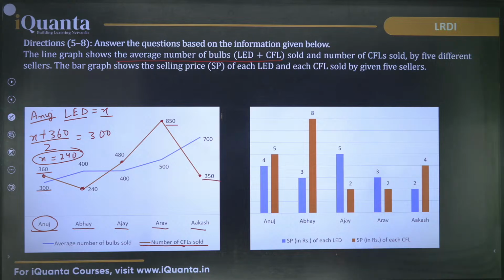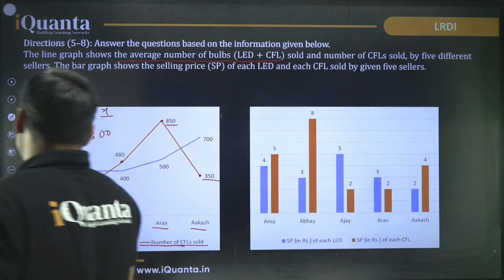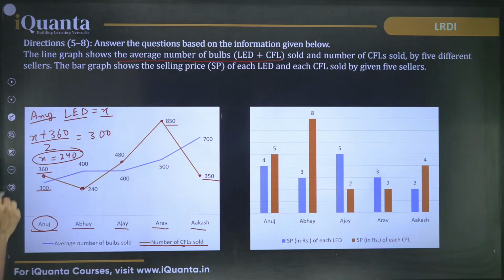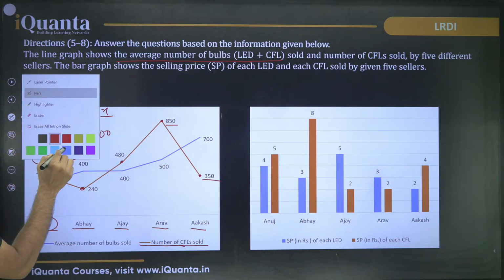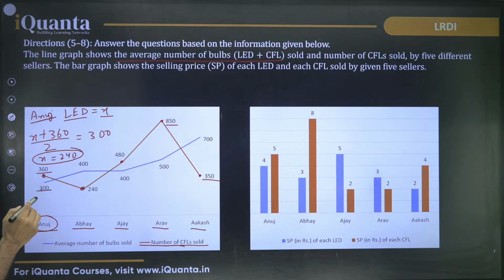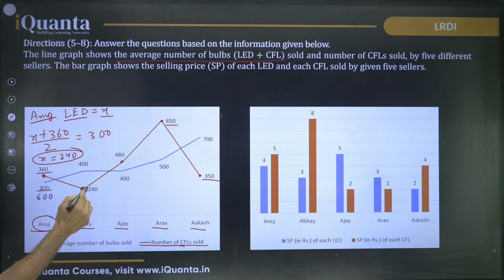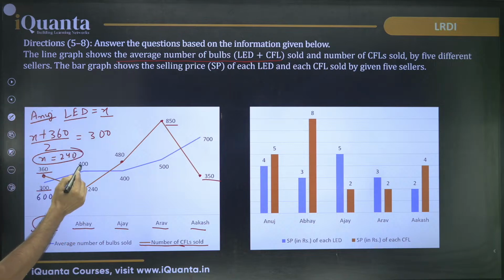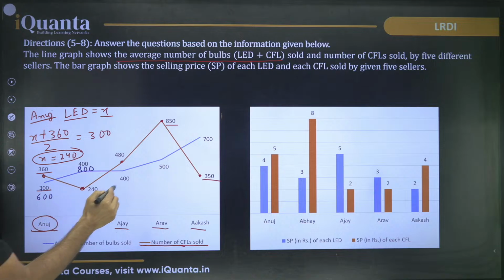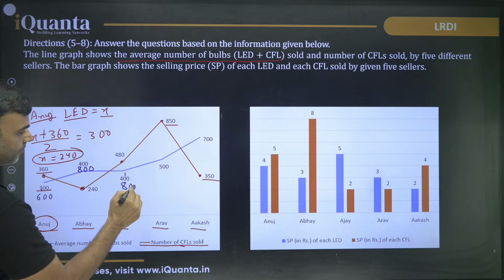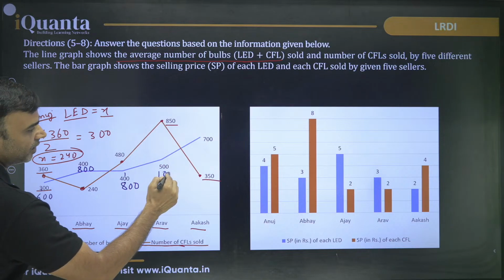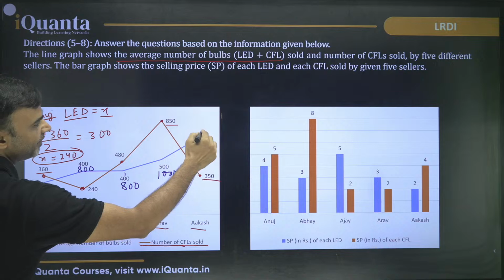You can check the average is 300. Can we do that mentally? Yes, we can. If 300 is the average, then the total will be 600. If 240 is the average, total will be 480. If 400 is the average, total will be 800. If 500 is the average, total will be 1000. If 700 is the average, total will be 1400.